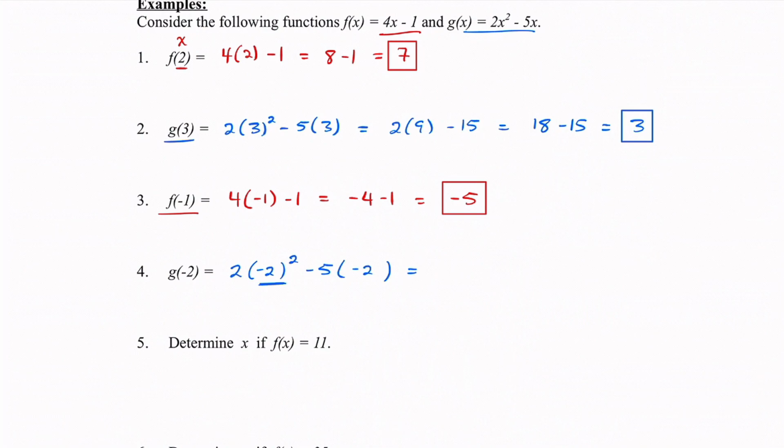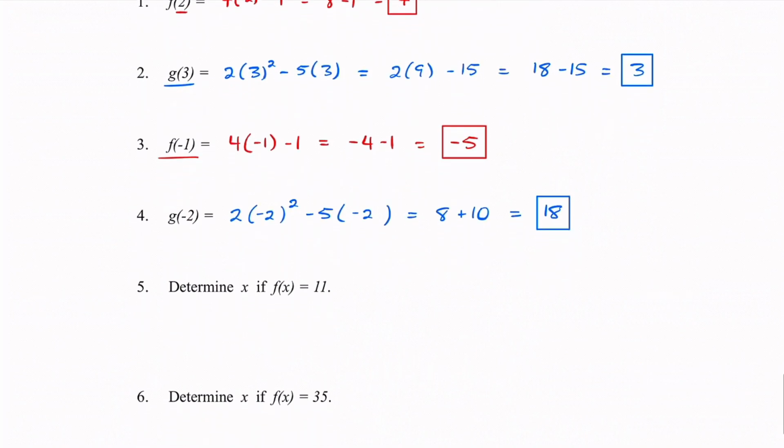Negative 2 squared is going to give me 4, and then when I times that by 2, that's going to give me 8. And then negative 5 times negative 2 is going to equal positive 10. So I got 8 plus 10, and that's going to give me 18. So those ones, 1 to 4, I would say are the a little bit easier type.